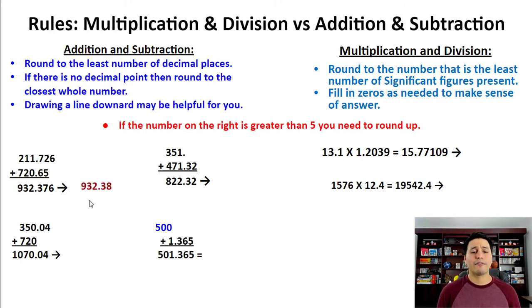This next one says that you have 351 plus 471.32. In this case, it has no decimal places past the decimal, so our final answer should just end at 822. I'm going to stop on this 2. Look to the right, it's less than 5, so my final answer would be 822.